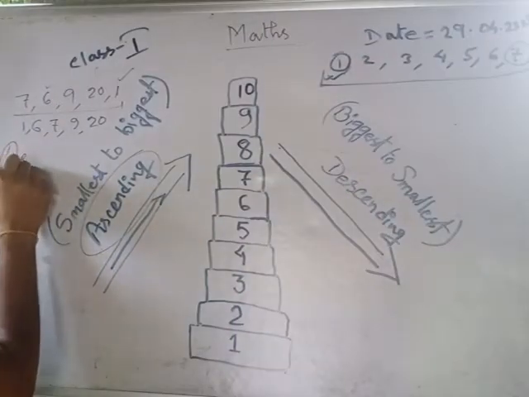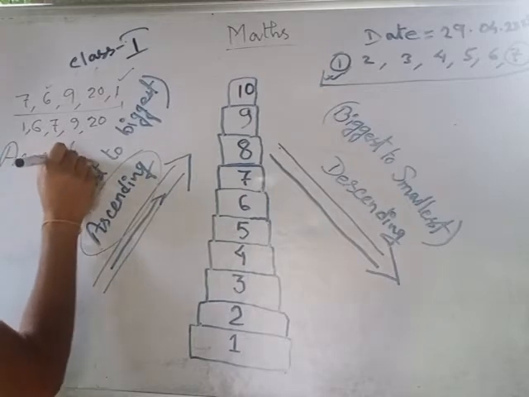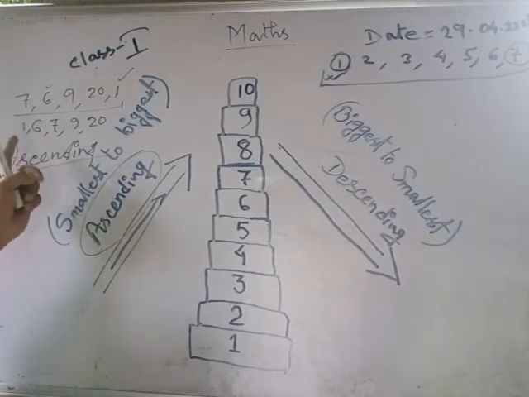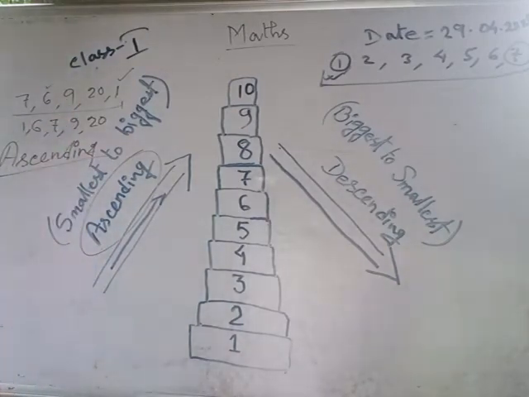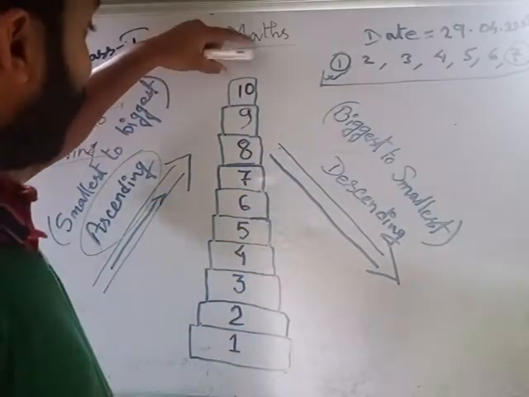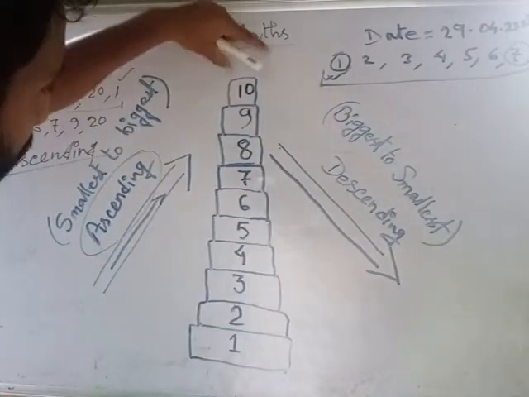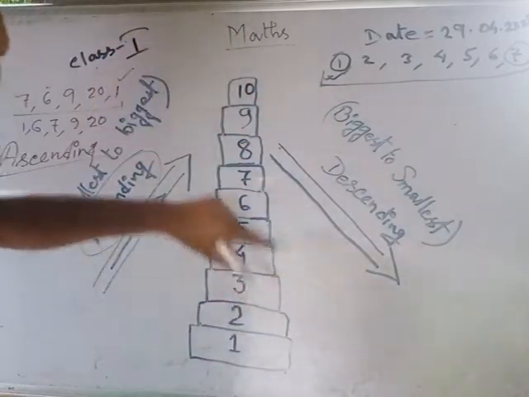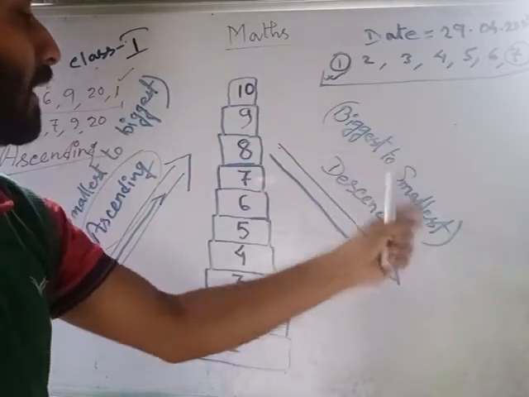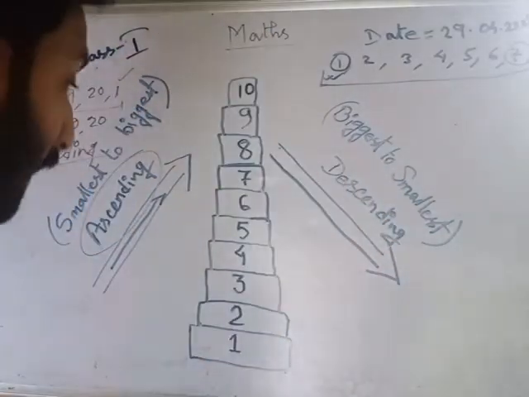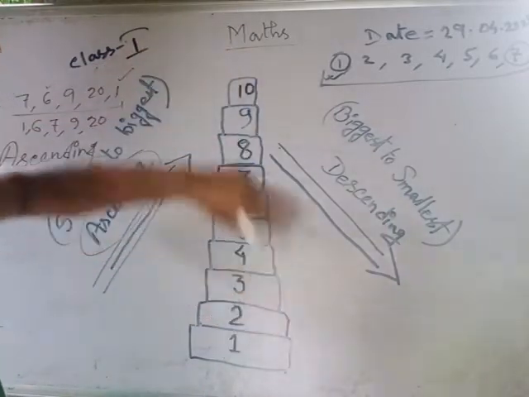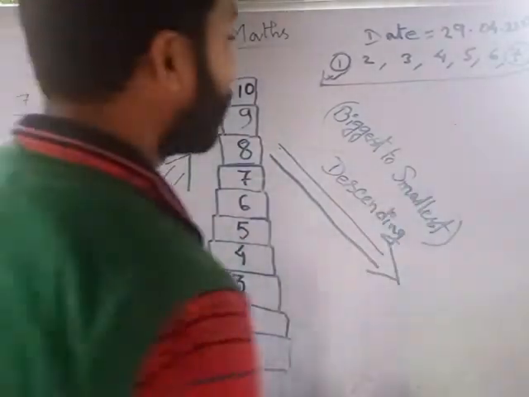Okay, it is called ascending order. When it is ascending order, you should arrange the numbers from smallest to biggest. If it is biggest to smallest, that means you should go top to bottom. Top to bottom is called the descending order. That means the numbers will be decreased, reduced, when you go down, biggest to smallest.